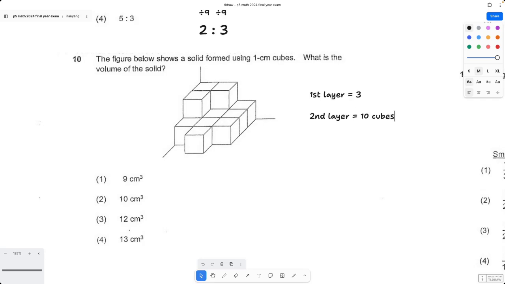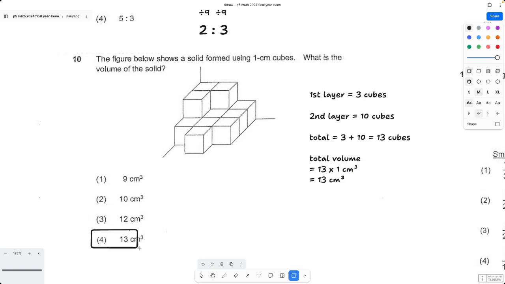10 cubes. Okay, and then 3 cubes. Right, so 1, 2, 3, 1, 2, 3. Yes. So total is equal to 3 plus 10, which is equal to 13 cubes. Okay, so total volume is equal to 13 times 1 centimeter cube, which is then equal to 13 centimeter cube in this case over here. All right, there you go. So that means this is option number 4.